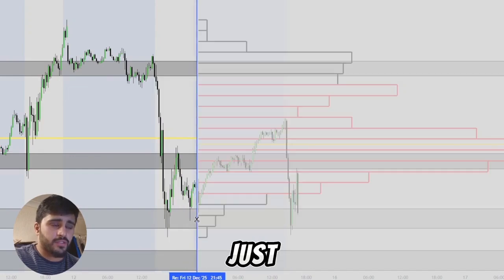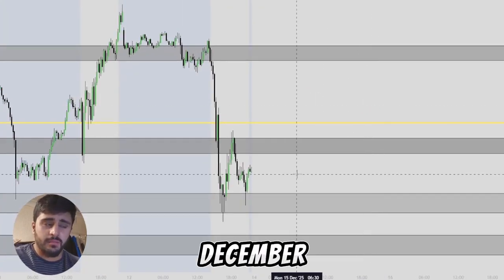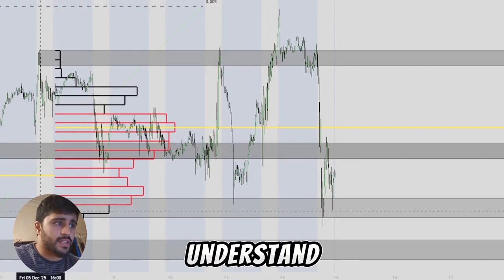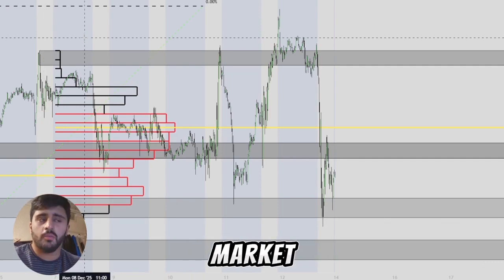Perspective. So just going to start over here. So this trade was on Monday, the 15th of December. But just to kick things off a little bit, I want traders to understand what this means over here. This is not complicated. This shouldn't be overcomplicated.